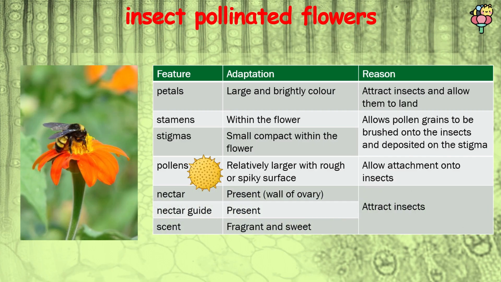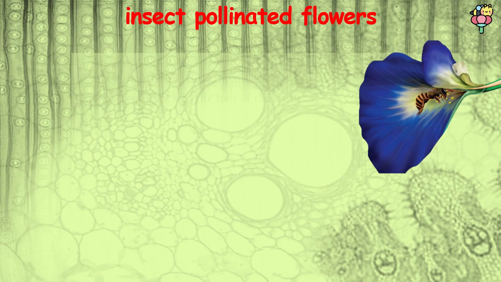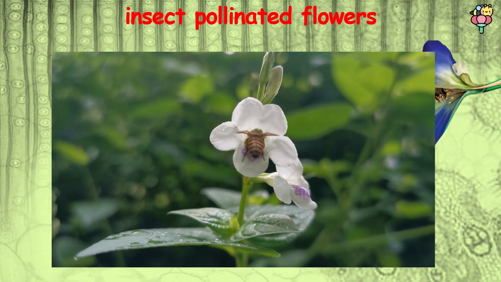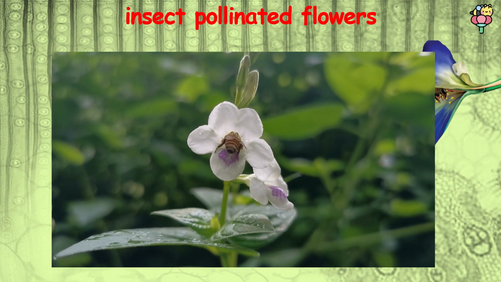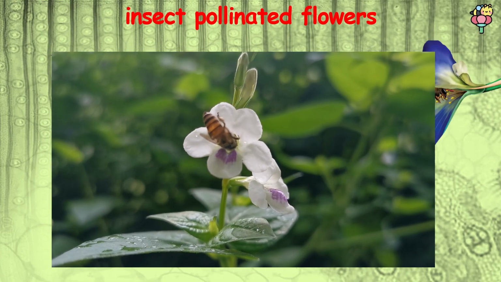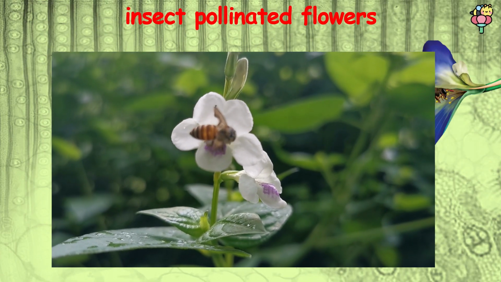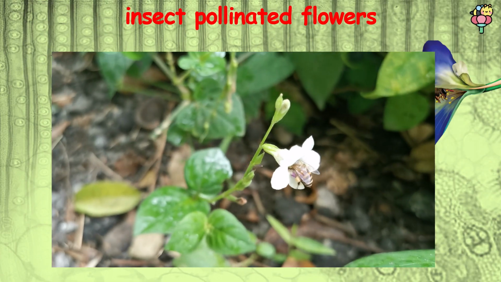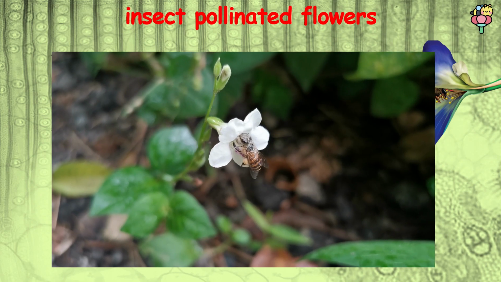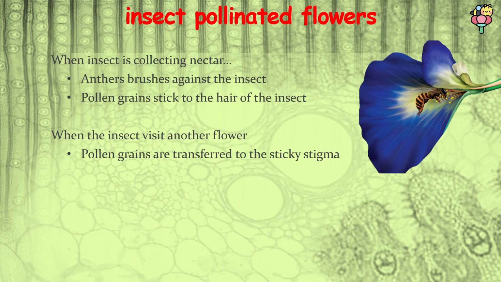Nectar and nectar guides might be present, together with a sweet scent to help attract insects. When an insect comes to collect nectar, the anthers of the flower will brush against the insect and pollen grains will stick to the hairs of the insect. When the insect visits another flower, pollen grains are transferred to the sticky stigma.